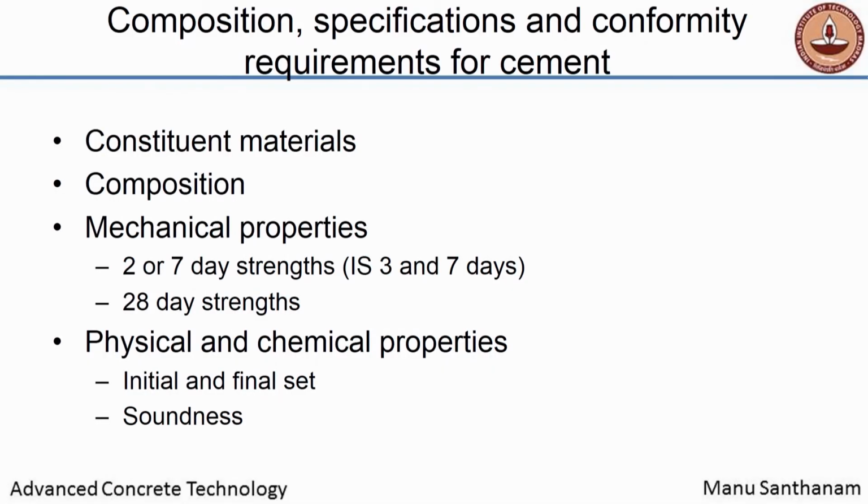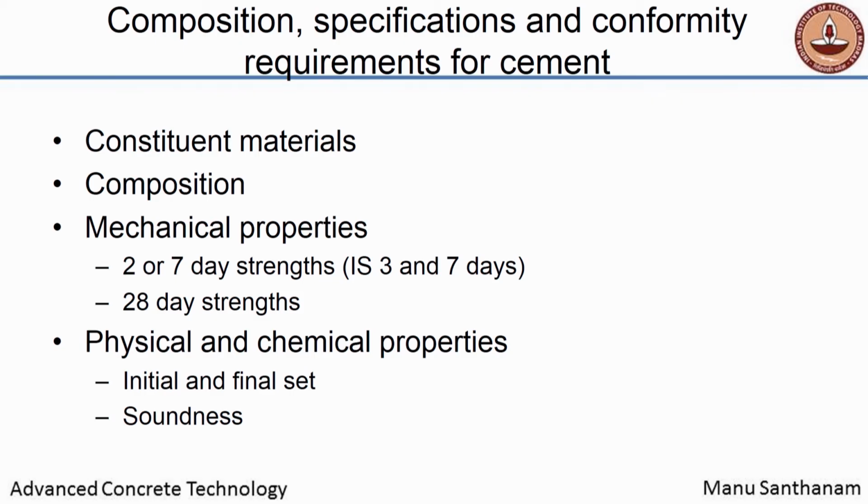Okay. Just a small note about what are the tests that we typically do. Of course, there are requirements for the constituent materials and the composition. There are requirements for the mechanical properties of the cement. As per the Euro norms, it is 2 or 7 days. In the Indian standards, it is 7 and 14 days. In the Indian standards, you have requirements at 3 and 7 days. You have requirements for 3 day strength, 7 day strength, and one thing that is common in all standards is the 28 day strength. You have the 28 day requirement. Then you have physical and chemical properties that you need to test.